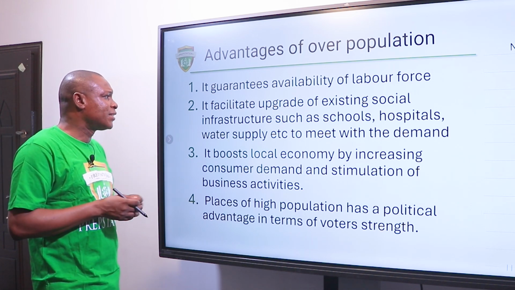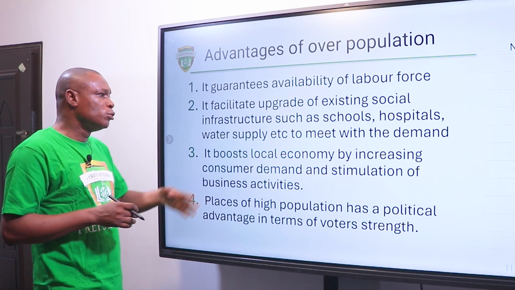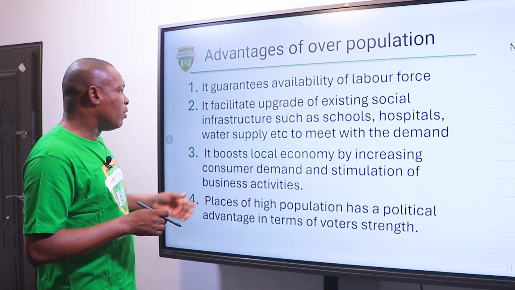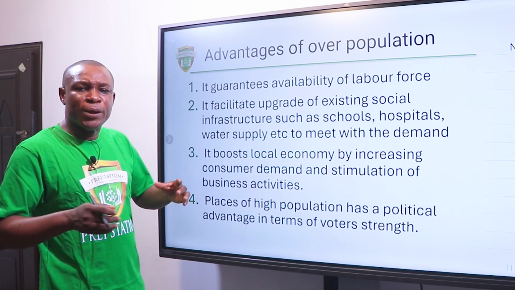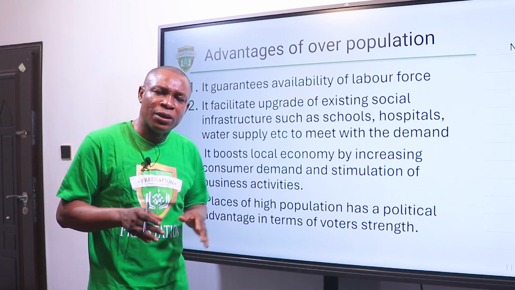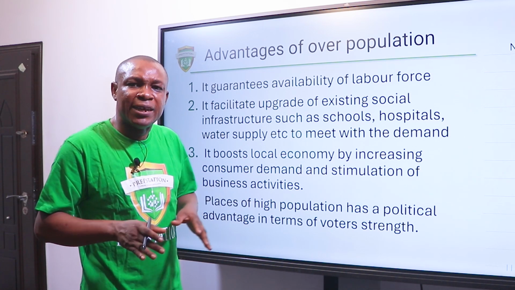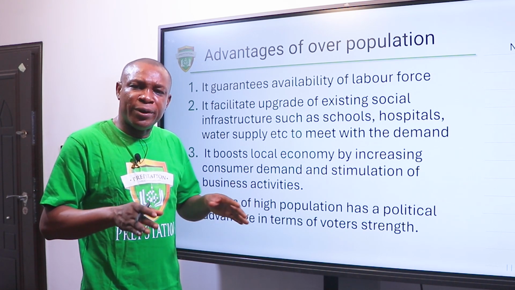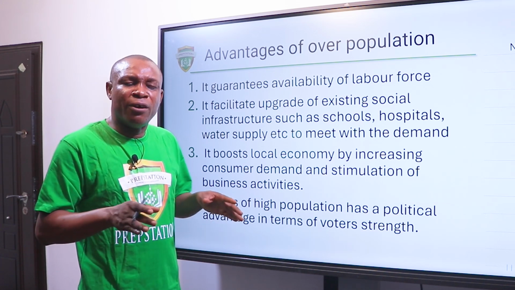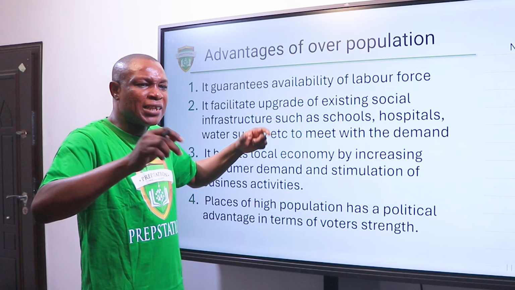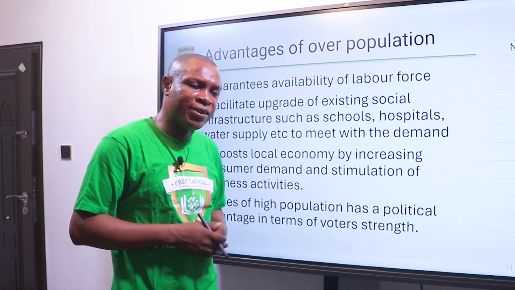It facilitates upgrade of social infrastructure such as schools, hospitals, water supply, etc., to meet the demand. Because you have a high population of people in that particular area, the government will be interested in building more schools, upgrading the water supply system, upgrading the electricity system, and other social infrastructure to cater for the needs of the high population in that area.